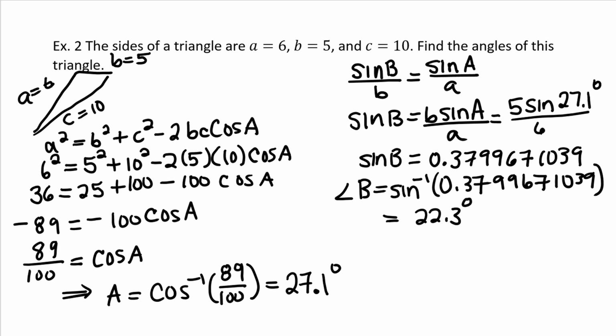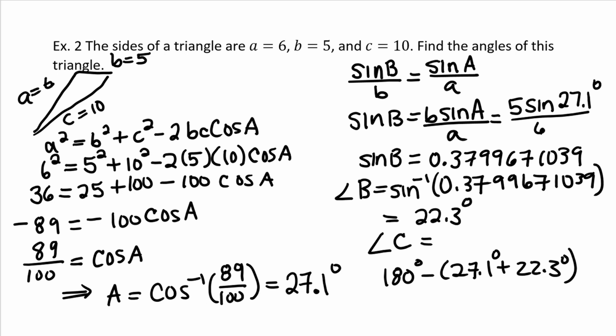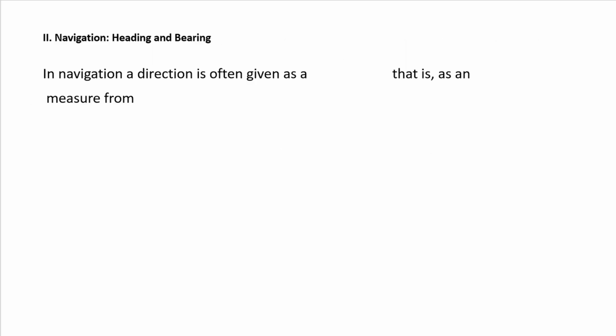So we have a measure of angle A that we got using the law of cosines. We got the measure for angle B using the law of sines. And to get the measure of angle C, we're just going to use basic geometry. That is, we'll take 180 degrees and subtract the sum of the measures of the other two angles. So it'll be 27.1 degrees plus 22.3 degrees. So 180 minus the sum of those two, I got 130.6 degrees.